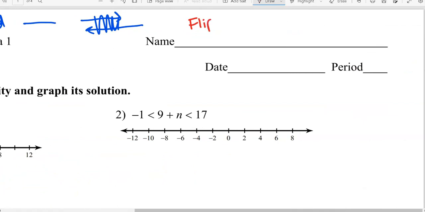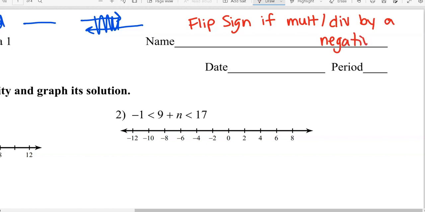You're going to flip the sign if you multiply or divide by a negative number. That's the only time we're going to flip. So it definitely is going to happen today. Adding or subtracting is not going to do it. If we are multiplying or dividing, pay attention. If we're moving a negative to the other side, that is when we're going to flip our sign.